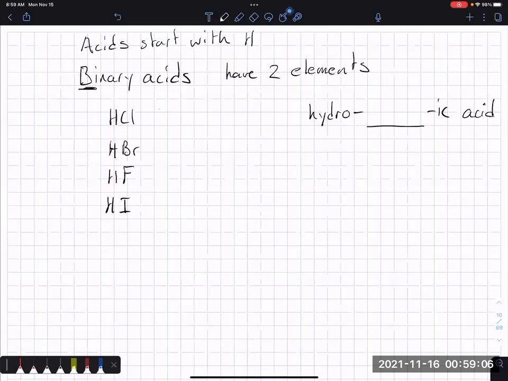So we have chlorine, so we're going to say hydro, and then we're going to start writing chlorine. But when we get to hydrochlor, we want to change ene to ic. So hydrochloric acid. So for bromine, again, it's a binary acid because we have two elements, and the first one's hydrogen. So we're going to start with hydro, and then we're going to start writing bromine, but instead of saying bromine, it's hydrobromic acid.